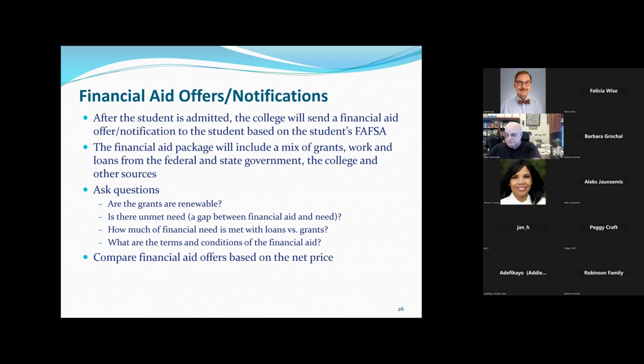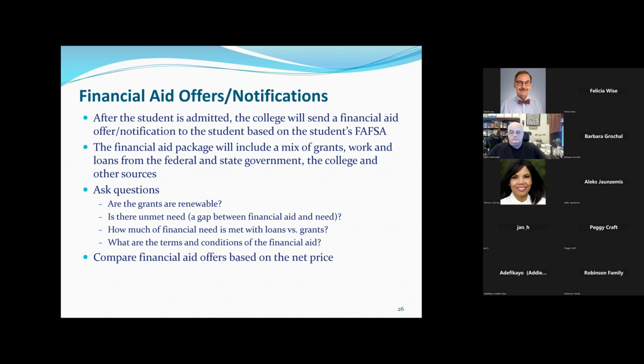Students should compare the financial aid offers based on the net price. Again, the net price is the difference between the total annual college costs, including tuition and fees, food and housing, books, supplies and equipment, transportation, and miscellaneous and personal expenses, and just the gift aid, that is grants, scholarships, and other monies that do not need to be repaid.